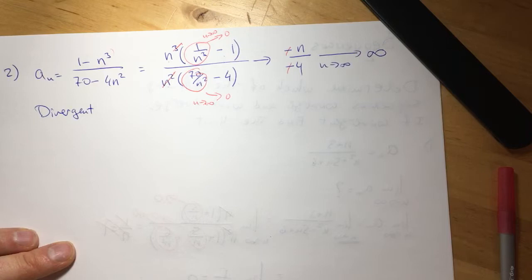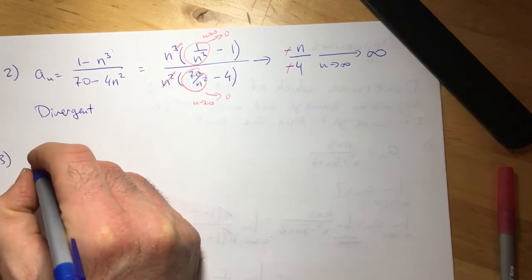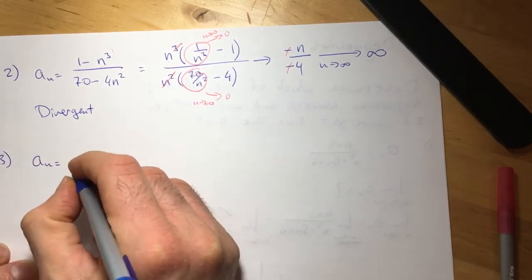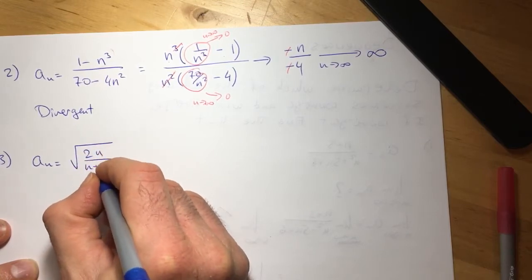Okay, so we will continue with this kind of limits, I mean, for which we just apply techniques from Cal 1. a_n is equal to the square root of 2n over n plus 1.